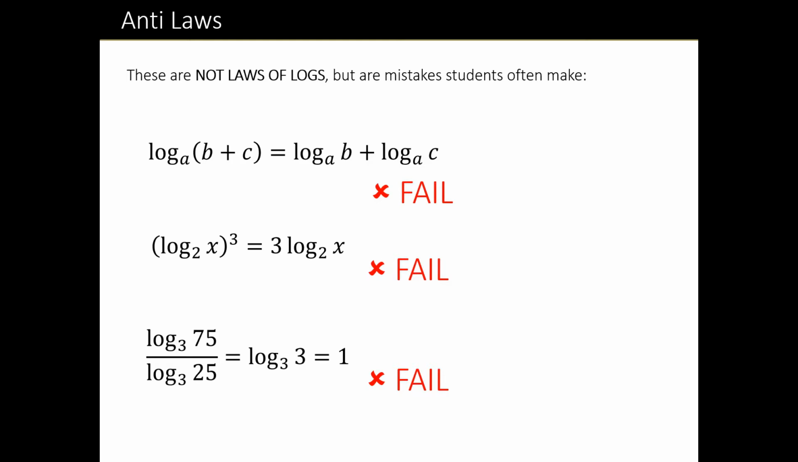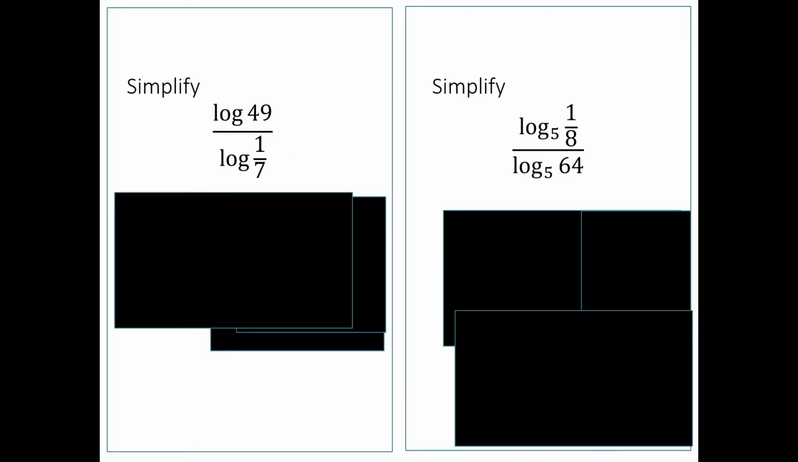Very, very importantly, these are not laws of logs. These are common mistakes that people make. Check that you understand why you can't do this. We're going to look in particular at the last one just now. So if you have log of 49 and log of 1/7, you can't just take away the logs because that's a function. It's not something that can be divided by. It's a function happening to the numbers.